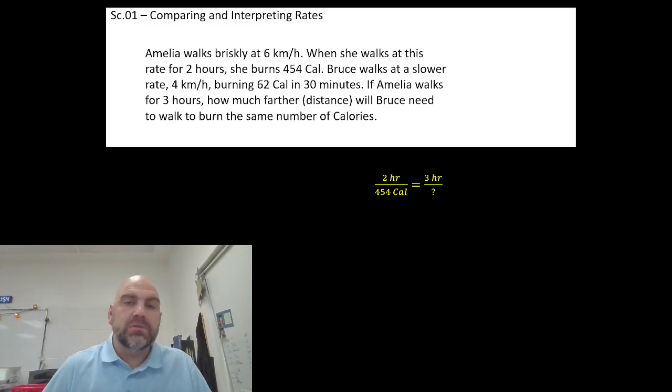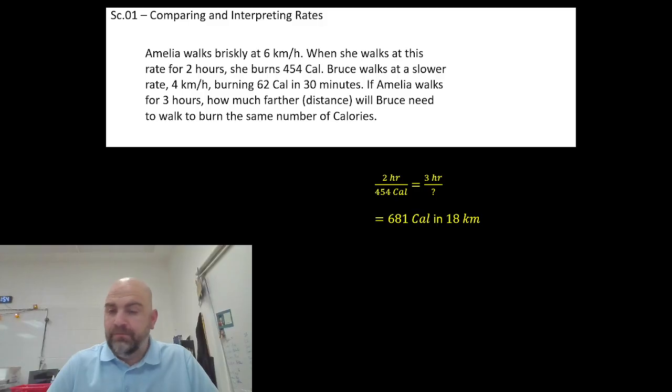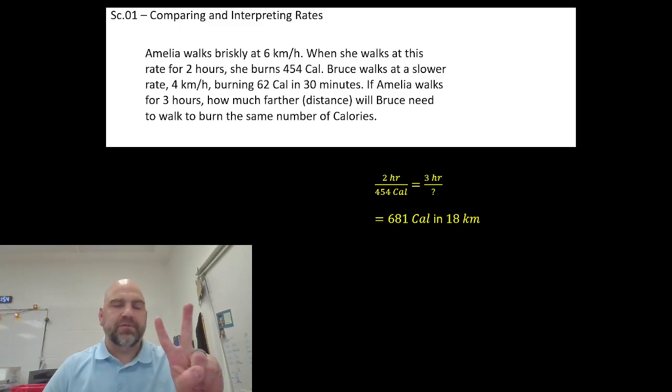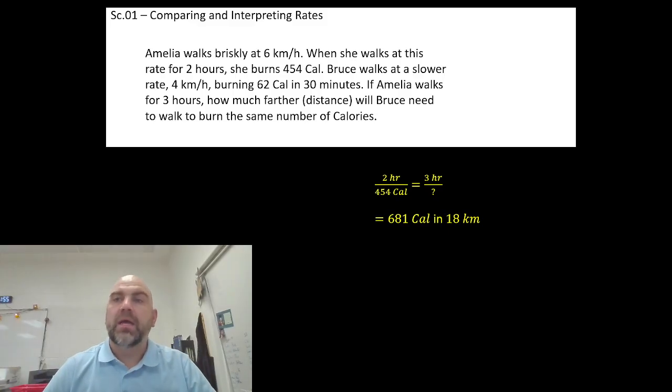If you want to use a different kind of method, that's fine. But when I cross multiply and divide, I'm going to get 681 calories. And I know that that is also 18 kilometers because 3 times 6 is 18 kilometers. And that's going to come in handy as we get farther along. So that gives me two pieces of information. It gives me how many calories and how far Amelia has walked.